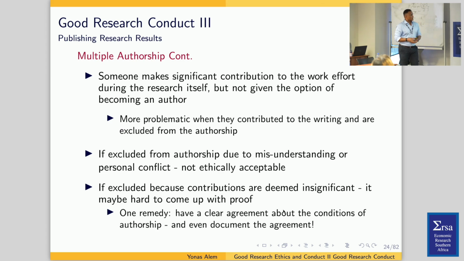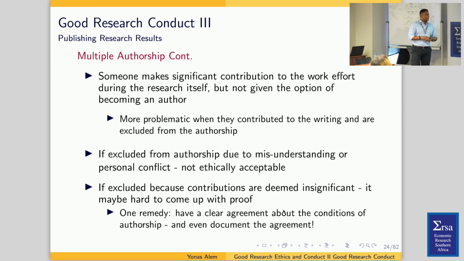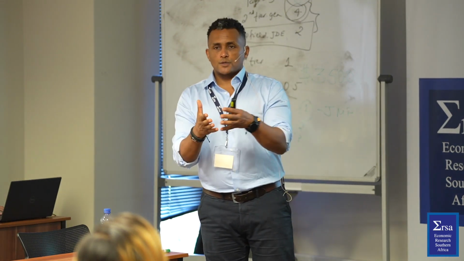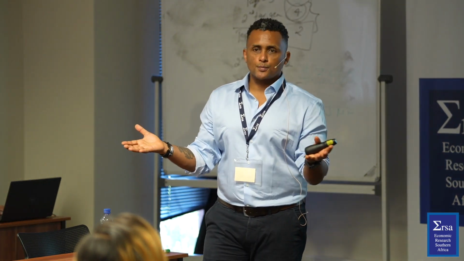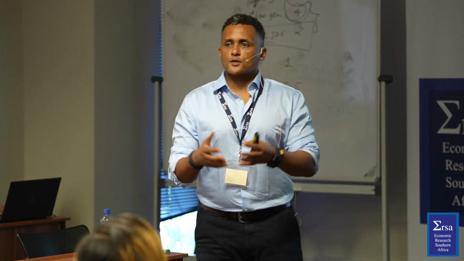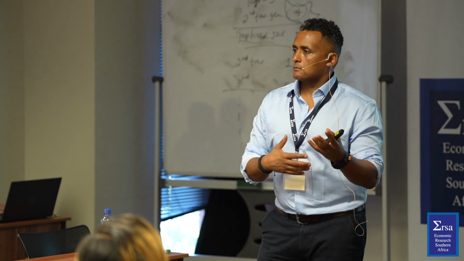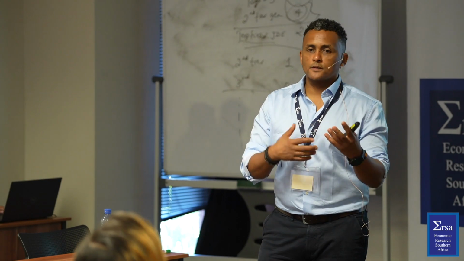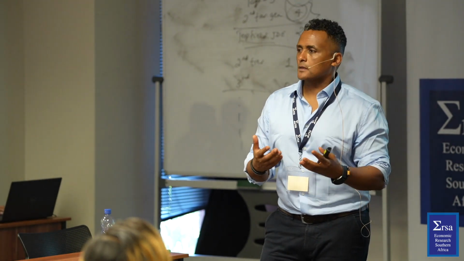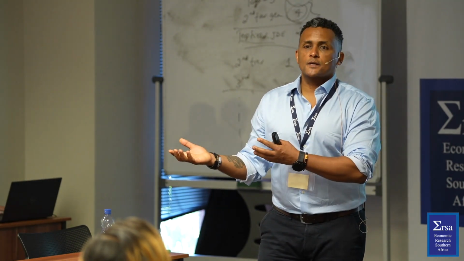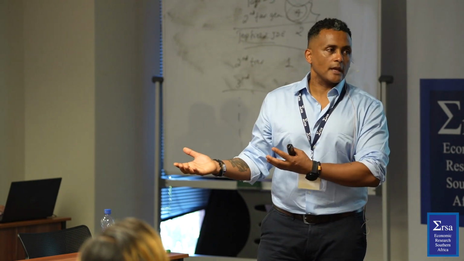If someone is excluded because their contributions are deemed insignificant, it may be hard to come up with a proof, so it will be a conflict. One remedy is to have a clear agreement about the conditions of authorship and even document these agreements. You agreed co-authorship would be decided based on contributions. And how do we measure our contributions? We have all the email correspondences and the files that we worked on. It goes up to that kind of level in very extreme cases.